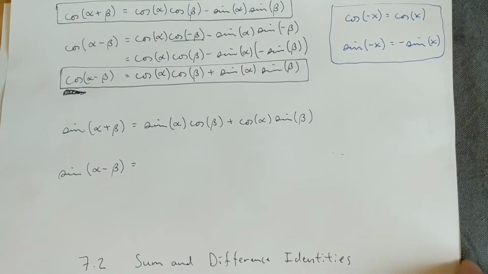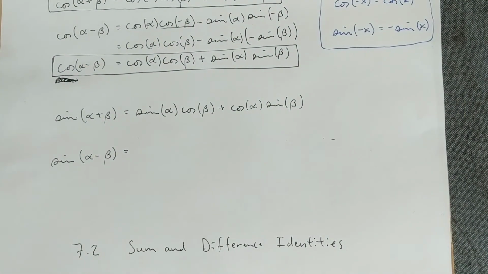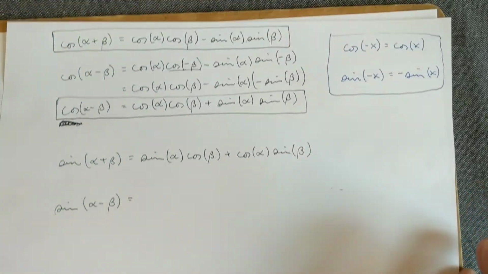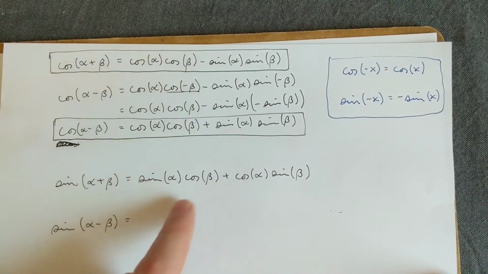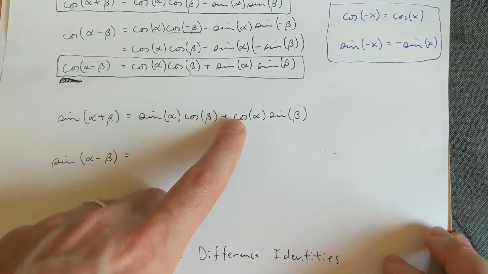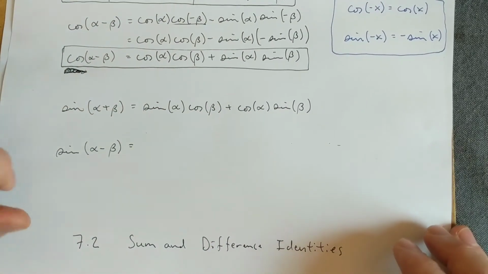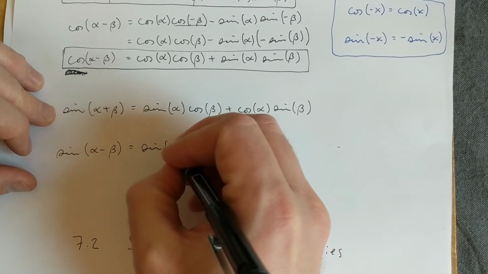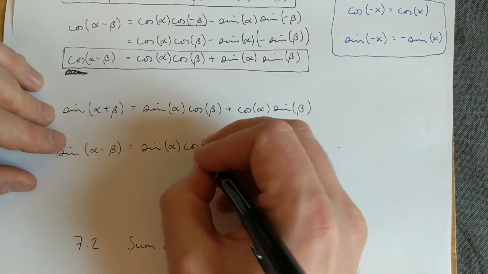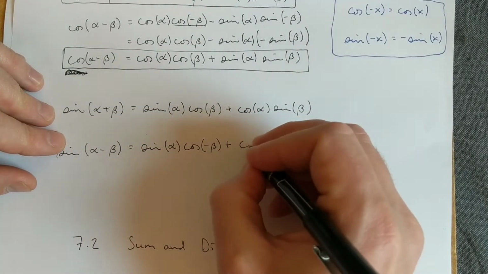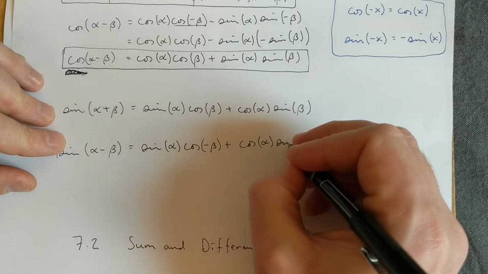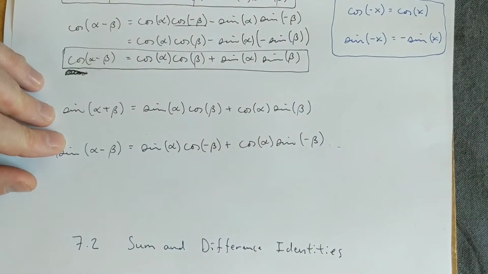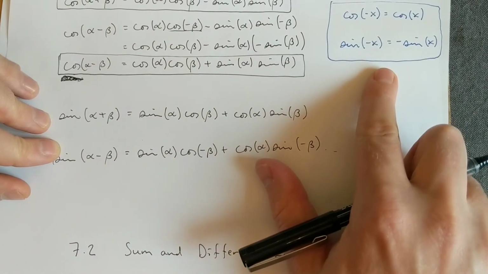All right, so those are the formulas we'll be using. And then there's a similar formula for sine. Instead of going cosine, cosine, sine, sine, it goes sine, cosine, cosine, sine. And then we can derive the difference in a similar way. Just use the original sum formula and then make all the betas negative, and then apply these odd and even function rules.